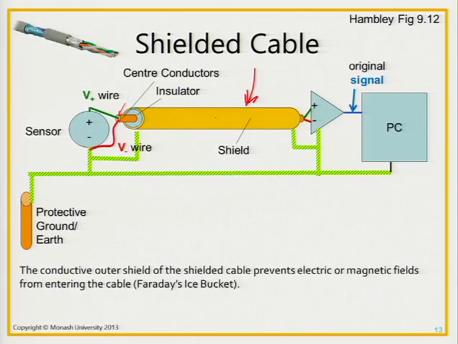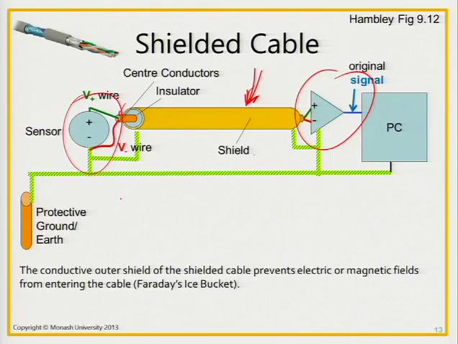So if you do those three things, you transmit data differentially, you twist wires together, and you put a shield around it, then it's a pretty good bet that you're going to get the correct value from the sensor to the other end over really long distances.